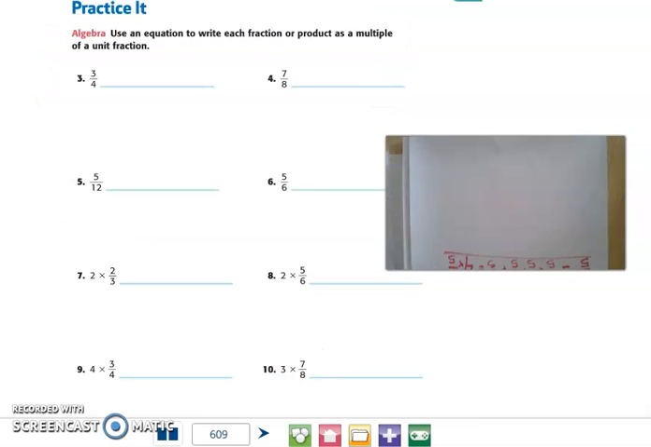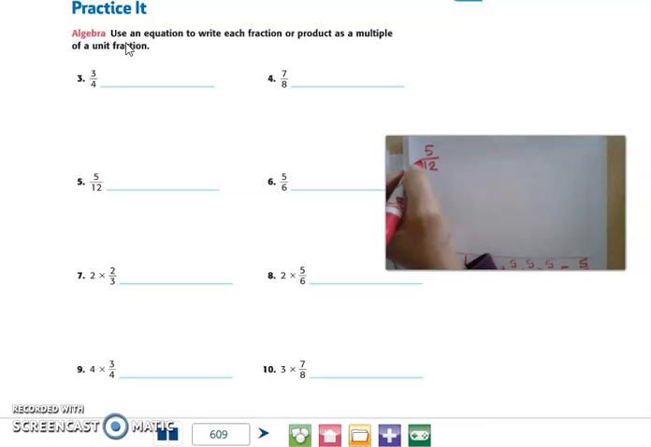I'm going to do this with you and get you going when you're doing your independent work. I'm going to start by doing number 5, hopefully number 3 and 4. Once you've seen number 5, you can go back and do 3 and 4.